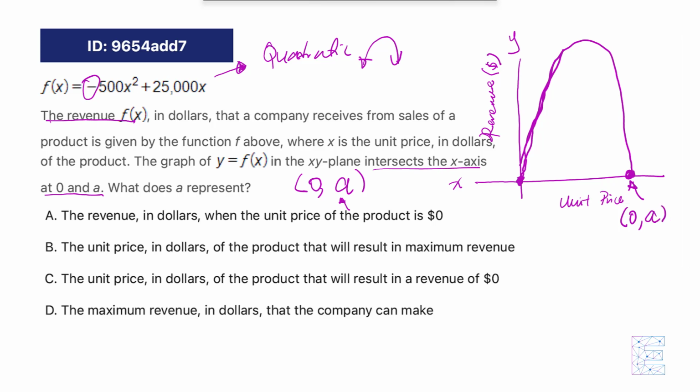That means you can price your product at a certain price. Maybe the price is pretty high. Let's say, just for argument's sake, the price here is $0, and the price here is $39 or something. See, the more expensive your product is, the less of it you're selling. After a certain point, the more expensive it is, the less of it you're selling. So it looks like you're not going to be making any revenue if you overprice your product. So what answer is conveying that information? I think it's C. The unit price in dollars of the product that will result in a revenue of 0. That's it.